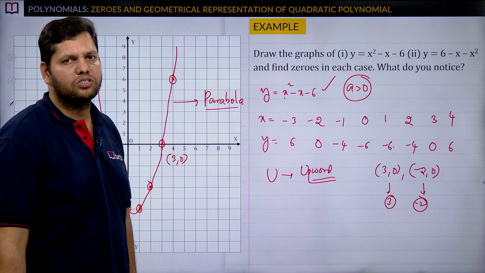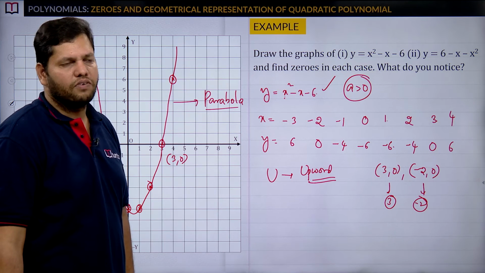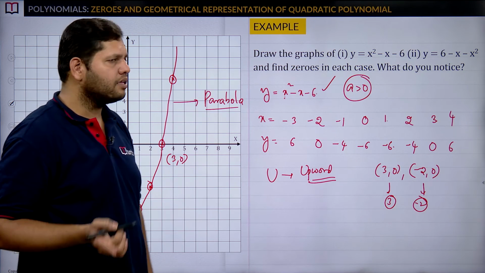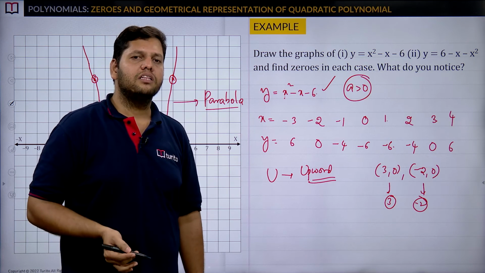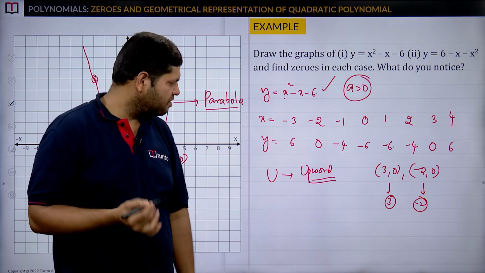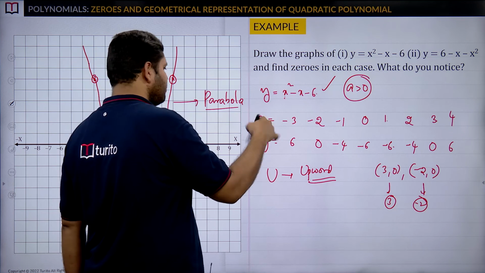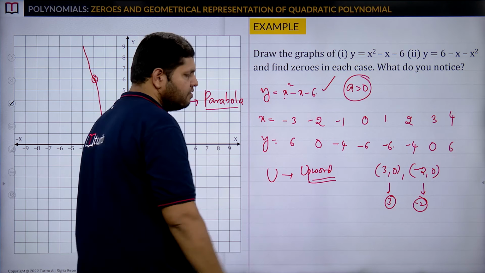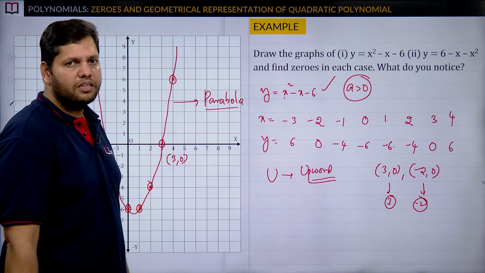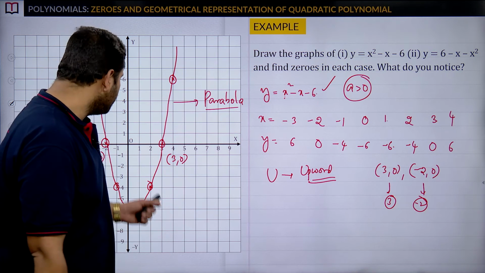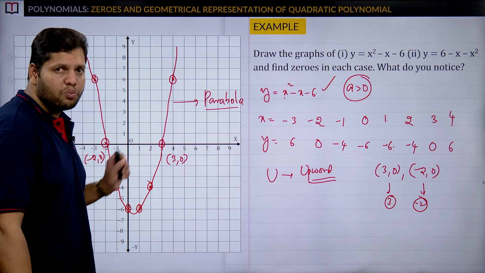Clear, children? Any doubts up to here? First, children, find the zeros of the polynomial theoretically. After finding them, draw some points, like find out the points. If x is something, take the x value and find the y value. So after finding the x and y values, draw the graph, children. You will be getting the graph like this. It is called a parabola shape.